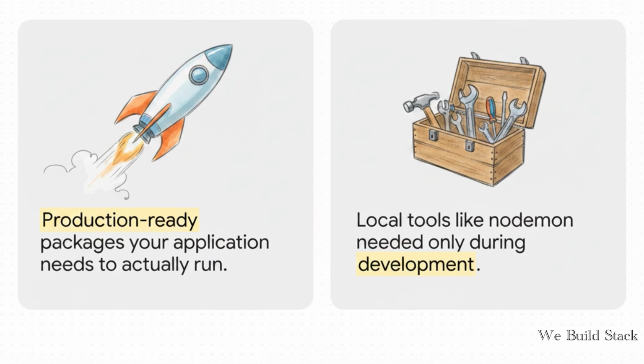And hey, it's absolutely crucial to separate your ingredients here. Your standard dependencies, those are the production-ready packages your app actually needs to run on the server. But devDependencies, which you add using that --save-dev flag, those are just local tools meant only for development. Keeping these two separated is what keeps your production environment lean, fast, and incredibly secure.